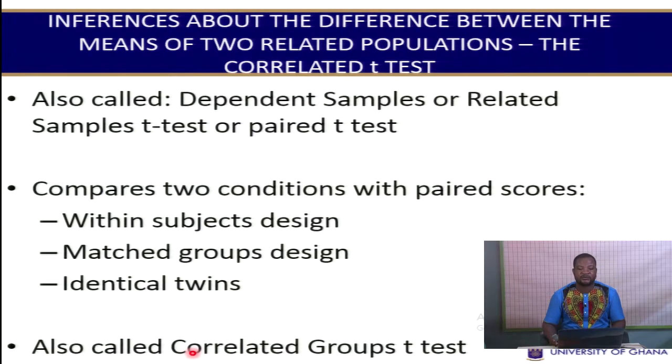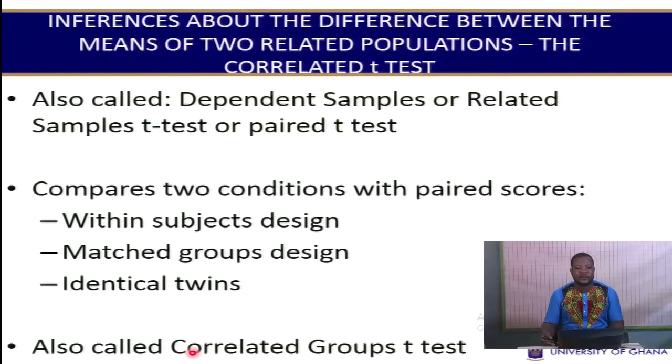One is where we have what we call within subject design, and then two, where we have what we call matched group design, and then three, where we have identical twins design. So let me explain this quickly. Within subject design is where we have the same subject being measured twice on the same dependent variable. So here what is happening is that we have the same subject serving as their own control.